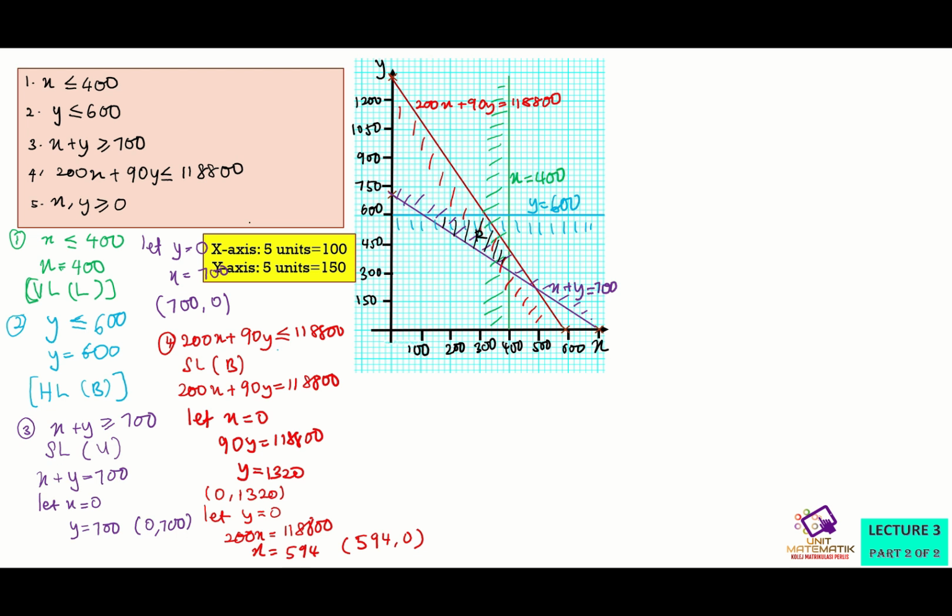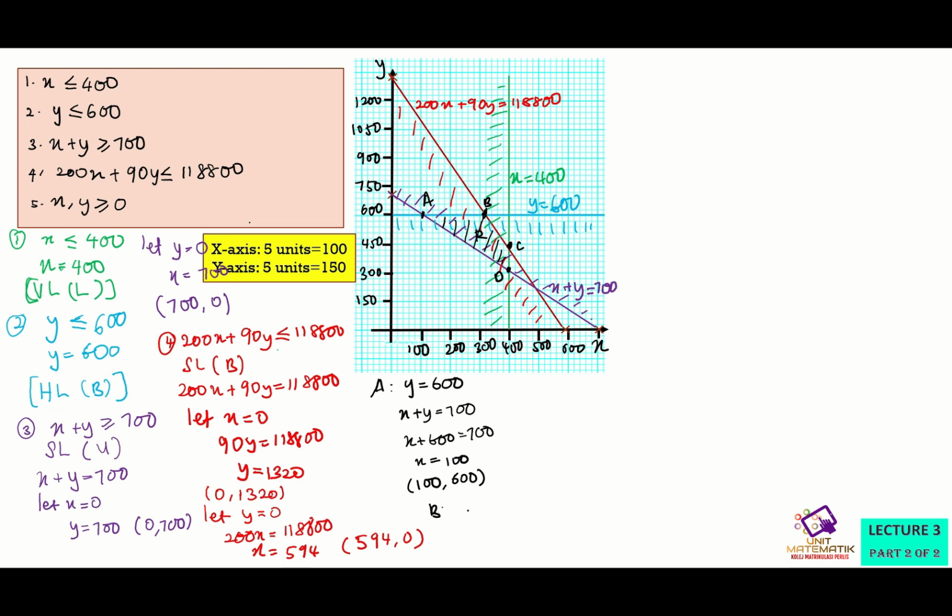Alright, so let's find your corner point. So let this be A, B, C, D. So you will have 4 corner points. So let's find your corner point. For A, you cannot simply read your corner point from your graph, okay? For corner point A, we have y equals to 600, and another equation is x plus y equals to 700. So just put y equals to 600 in the second equation, where we will have x plus 600 equals to 700, and your x will be 100. So the first corner point is 100, 600.